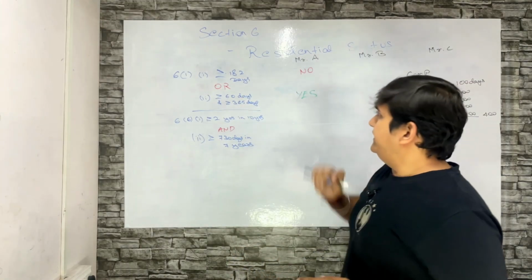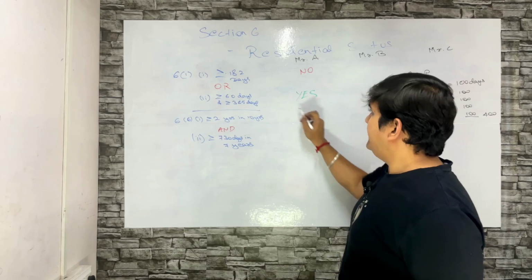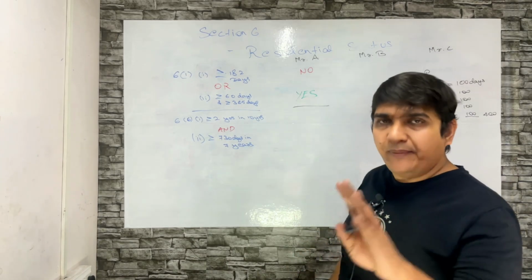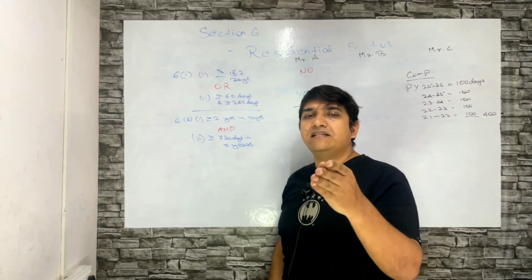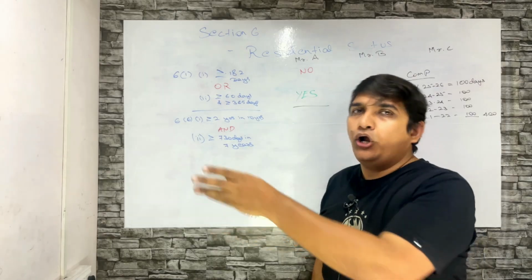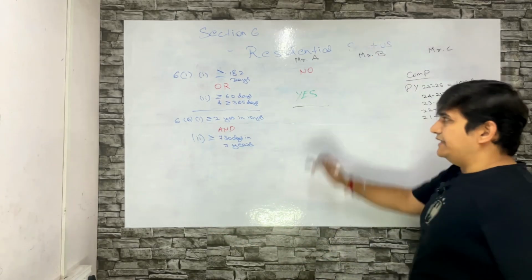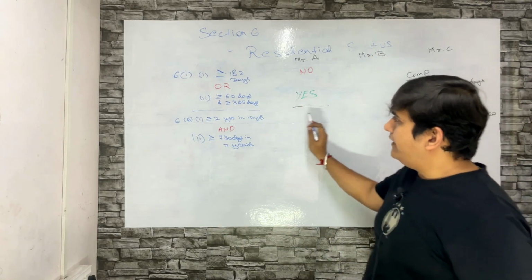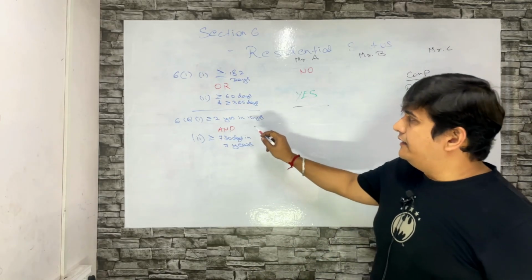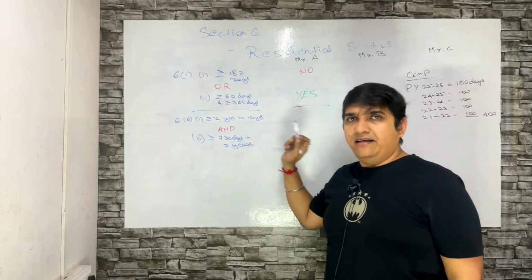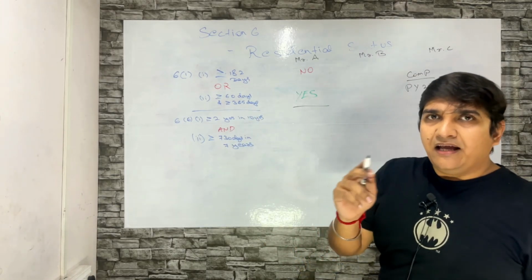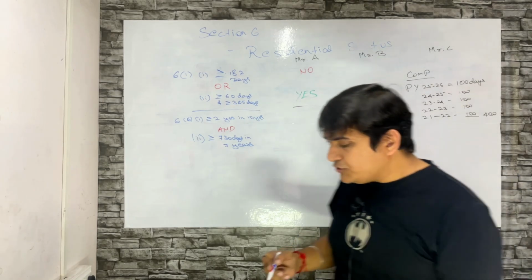These are the basic conditions, right? Is Mr. A a resident? Yes, he is a resident. But we have to further check whether he is resident and ordinarily resident, or he is a resident but not ordinarily resident. Let's check that. The first condition is that in the past 10 years he should have been a resident for more than 2 years, right? So how do we check that? Let's go further.